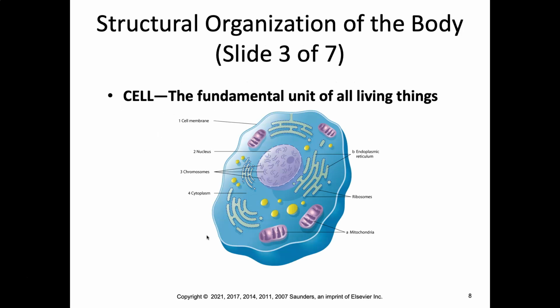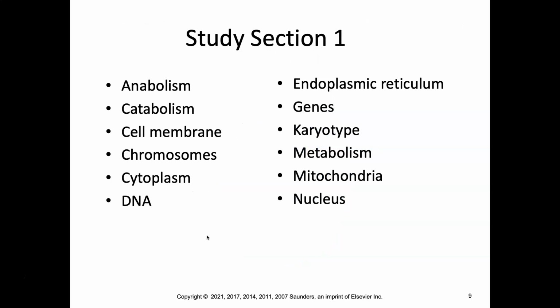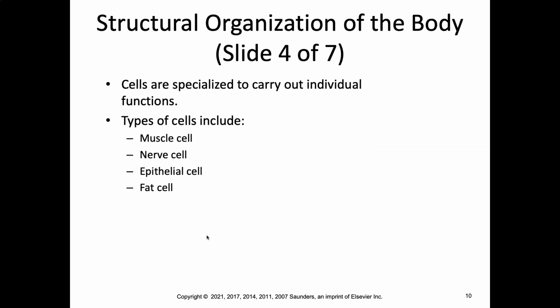The fundamental unit of life is a cell, and this shows you a visual of what those different structures look like. So you see the cell membrane, the nucleus, the chromosomes, the cytoplasm, the endoplasmic reticulum and mitochondria, as well as the ribosomes. Some additional terms that you'll want to be aware of include anabolism, catabolism, cell membrane, chromosomes, cytoplasm, DNA, endoplasmic reticulum, genes, karyotype, metabolism, mitochondria, and nucleus.